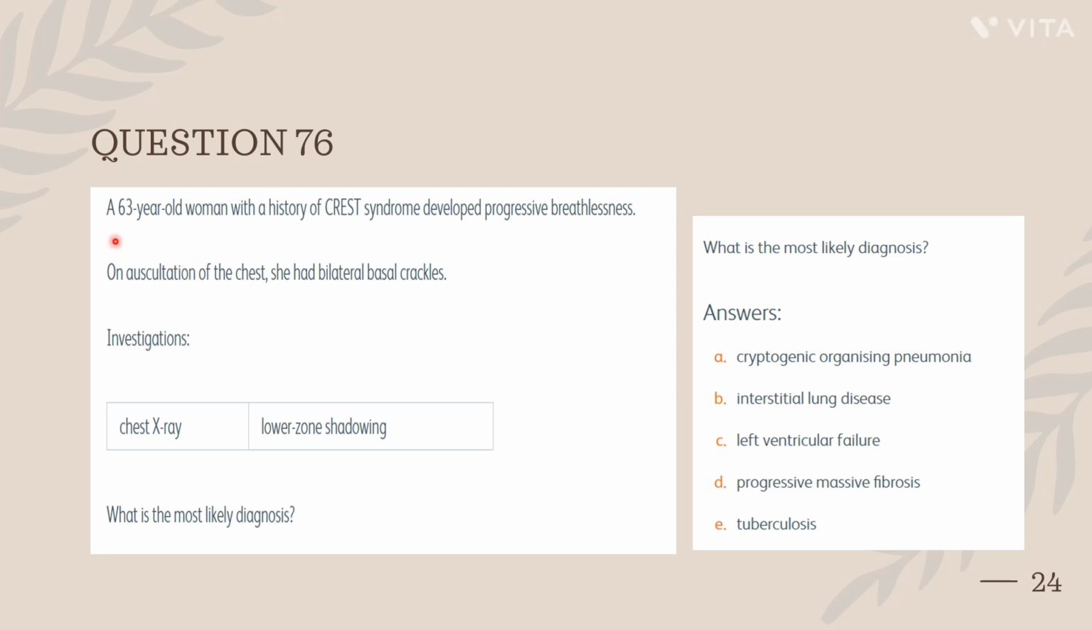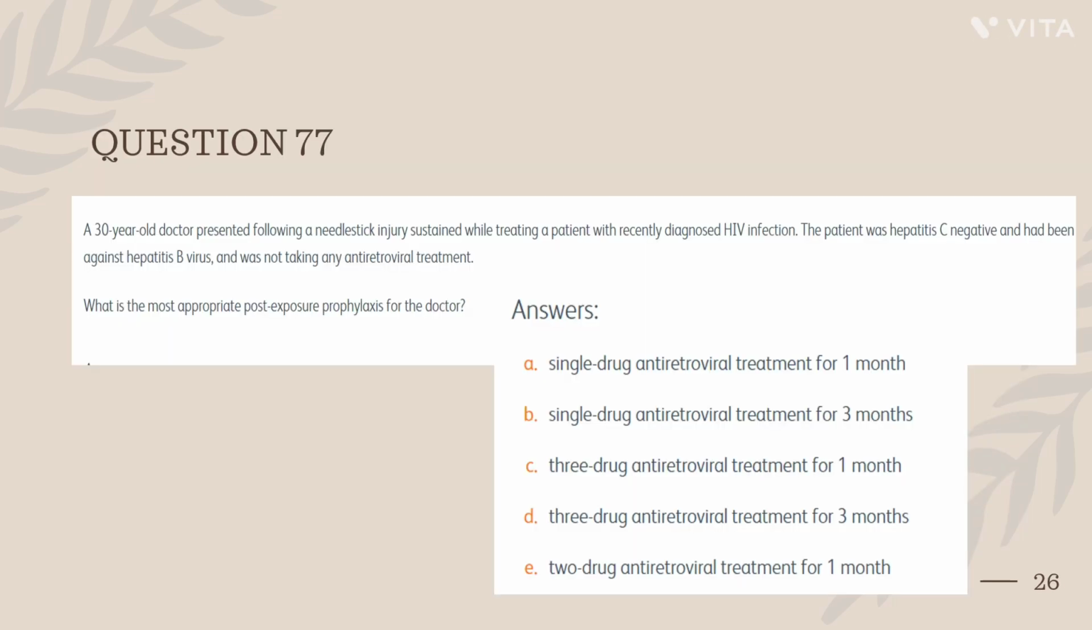Next question: a 63-year-old woman with a history of CREST syndrome developed progressive breathlessness. On auscultation, she had bilateral basal crackles. Chest X-ray showed lower zone shadowing. What is the most likely diagnosis? So they are asking about CREST syndrome and its pulmonary association. So it is interstitial lung disease. Okay, CREST syndrome can be associated with interstitial lung disease.